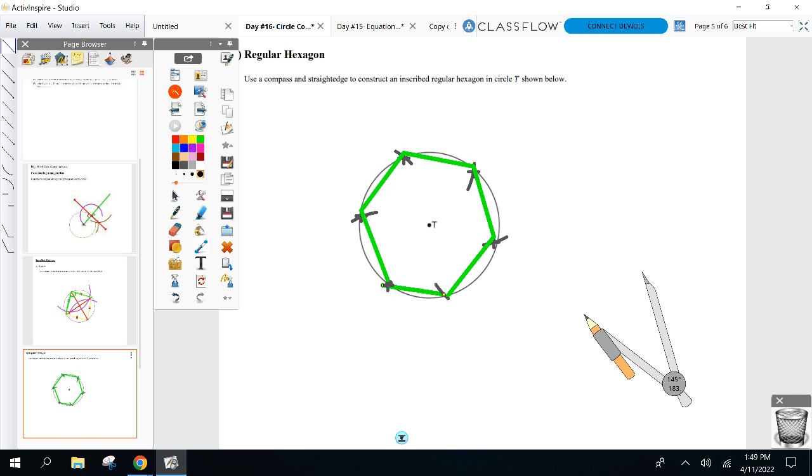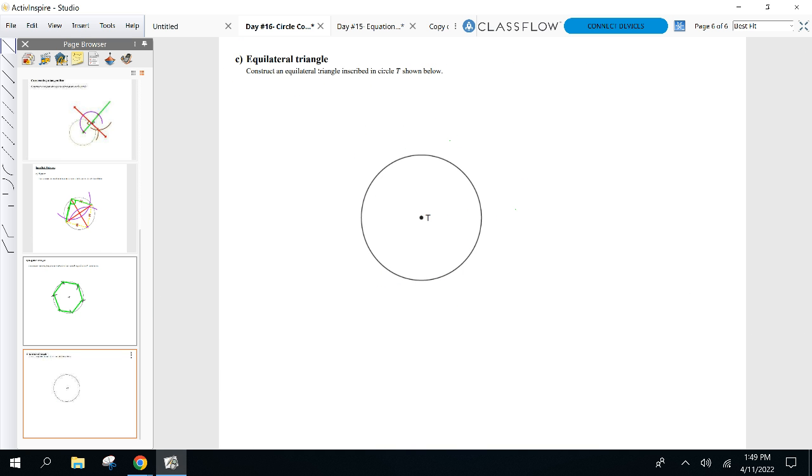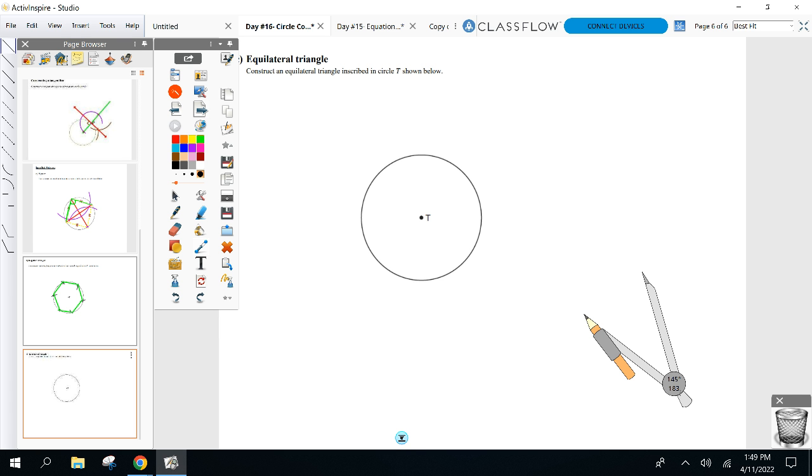Everyone all good? Hexagon, regular hexagon. Square, hexagon. Last one for you. Equilateral triangle. Think about it before we put compass to paper. Let's start here. How many equal arcs are you going to need? 3, right?